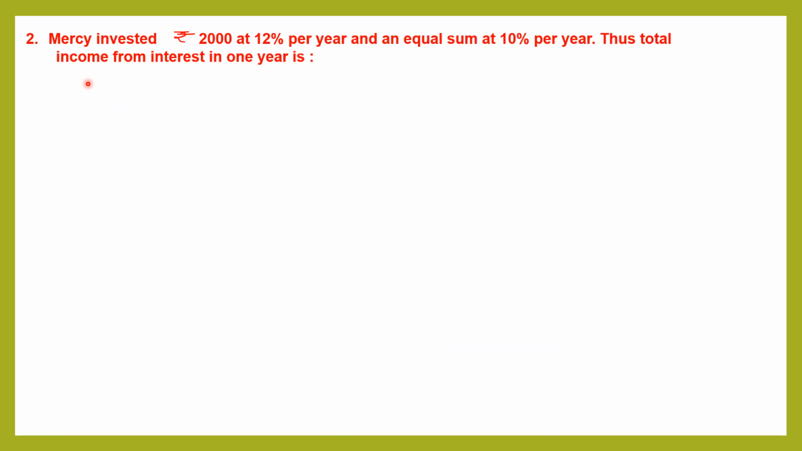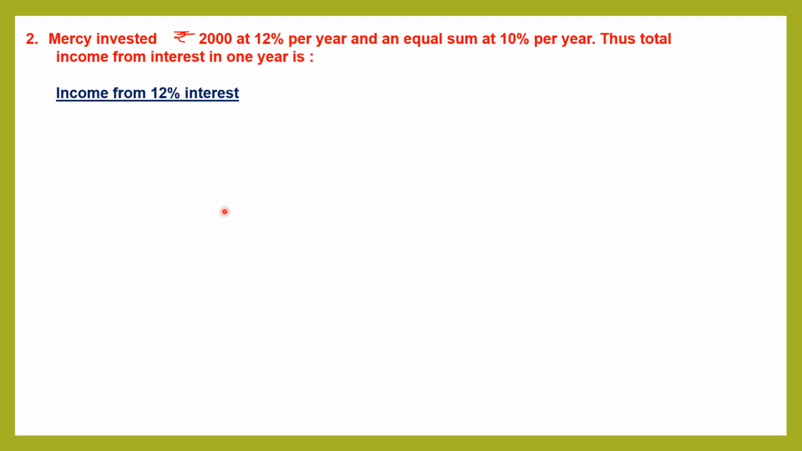Question 2. Mercy invested 2000 rupees at 12% per year and an equal sum, means same, 2000 rupees at 10% per year. Thus, total income from interest in 1 year is how much? So in 1 year, she's got some interest by depositing so much, and she's got some more interest by depositing 2000 rupees at this rate. So now we have to find the total income that she has got from interest.